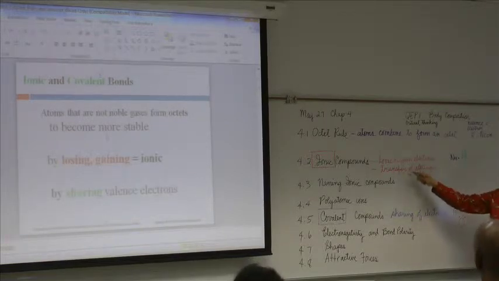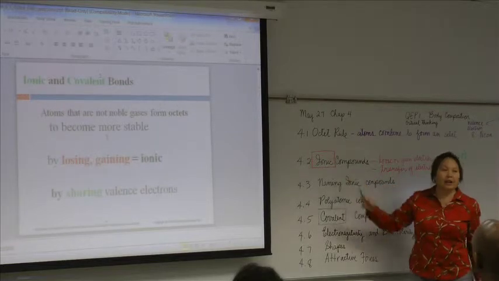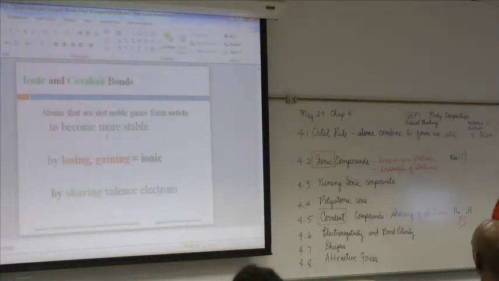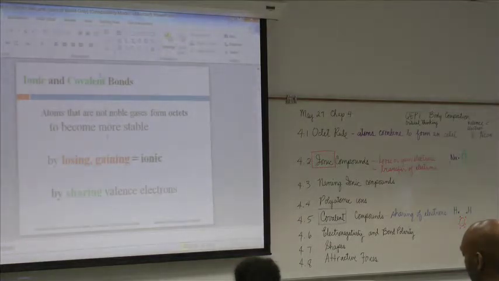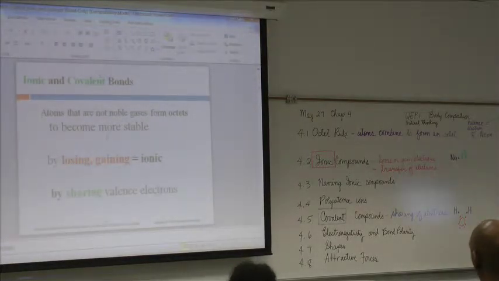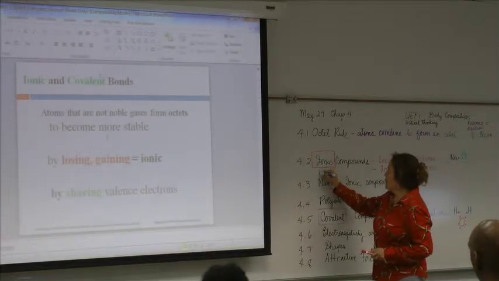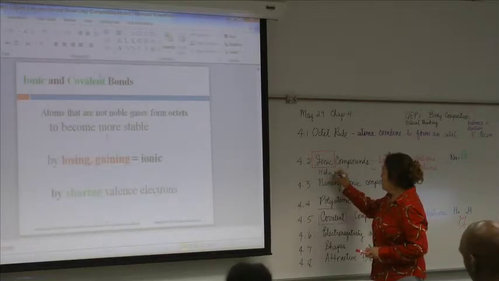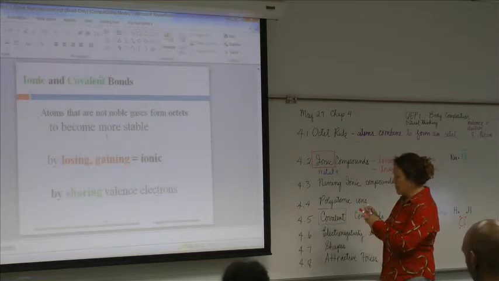So if they lose or gain, we call it an ionic compound. And what is an ionic compound? It consists of a metal. Okay, very important: ionic compounds have a metal plus a non-metal.